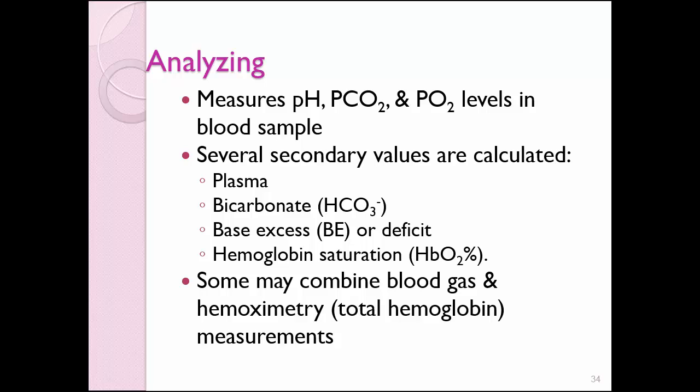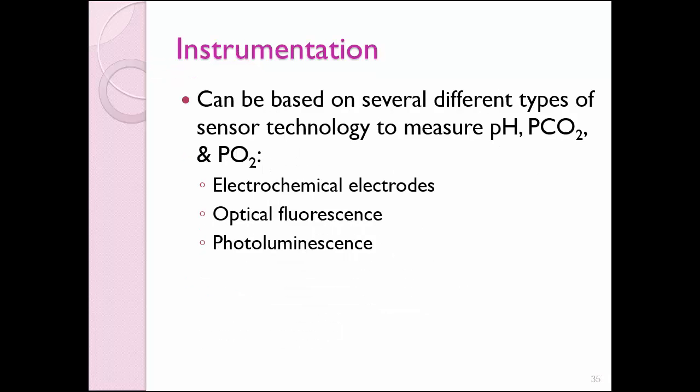Some analyzers may combine the blood gas and the hemoximetry measurements all in the same cabinet, and so you get the readings all from one sample. You just need to know your equipment. That's not necessarily the case all the time. There can be several different types of instruments that measure the pH, the CO2, and the PO2. It can be electrochemical electrodes like we talked about previously, like the Clark electrode, optical fluorescence, and photoluminescence.